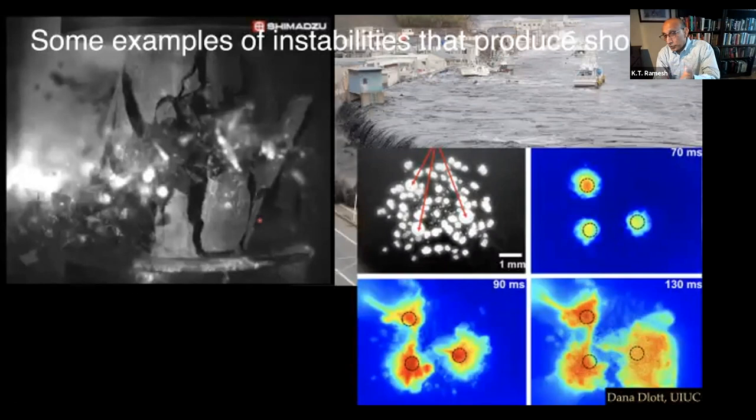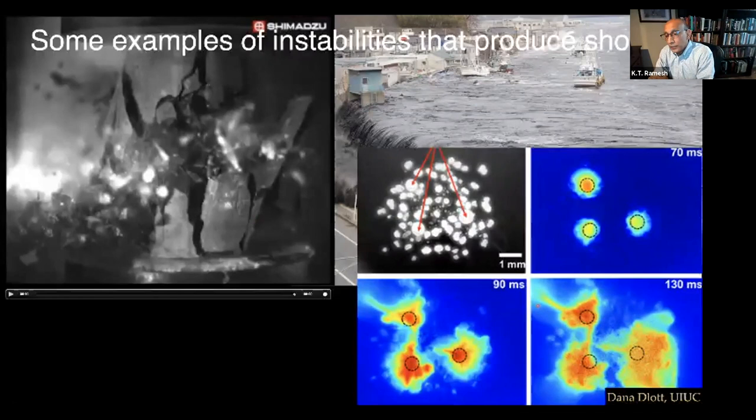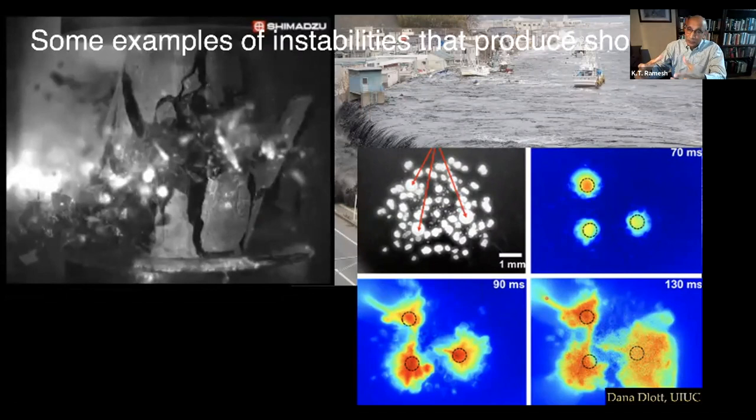You see the same instabilities in explosives. So this is a picture from Dana Dlott in Illinois. What he's looking at is hotspots inside an explosive. If you try to carry a piece of explosive around, inside it you can get a region that's suddenly hot because of instability in the deformation, and then that's what might cause it to explode.